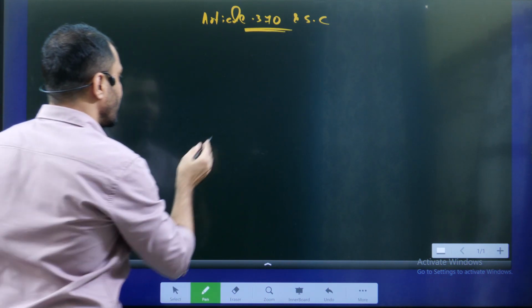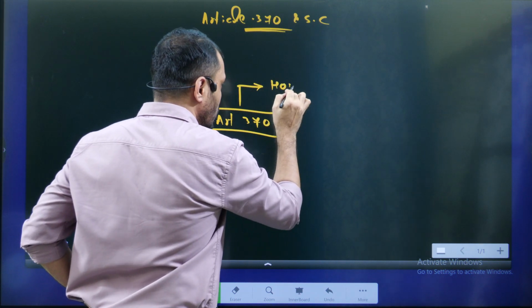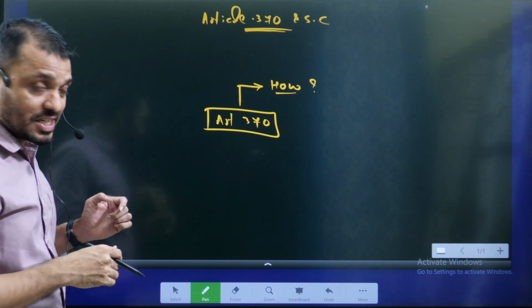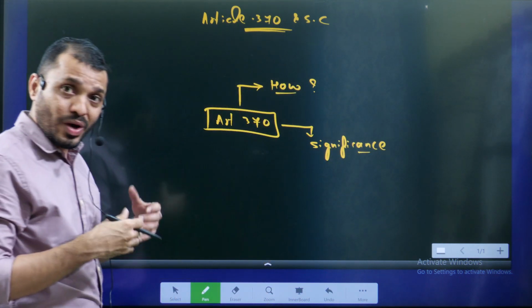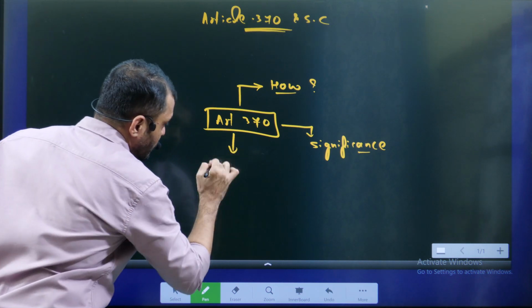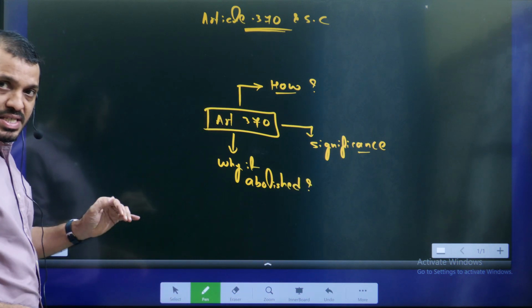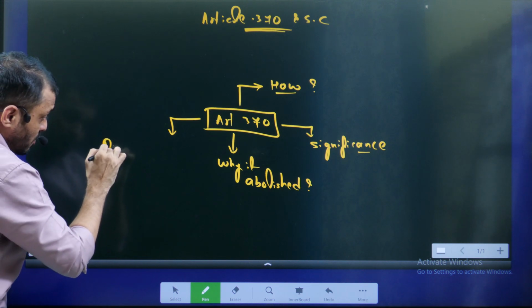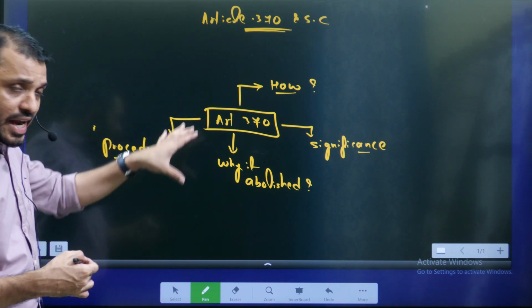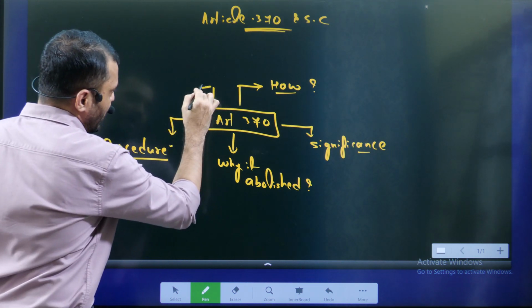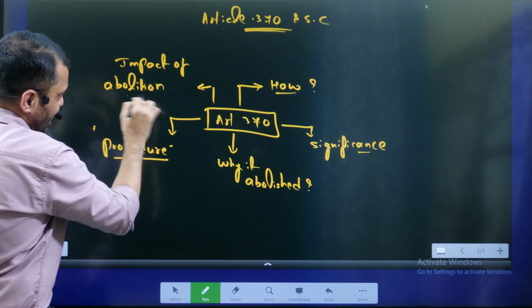Now, first in this video, we are going to discuss Article 370. As an aspirant, you have to know how it came into existence. Next, what is the significance of Article 370? Okay, you brought in Article 370, but what is its significance? Next, why it was abolished: the reason behind the abolishment of Article 370. And next we will discuss the procedure: what procedure they followed, and whether it is challengeable in the Constitution or not. And finally, the impact of the abolition of Article 370. These are the various dimensions we will touch upon.